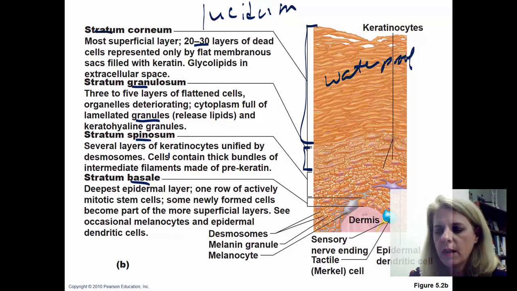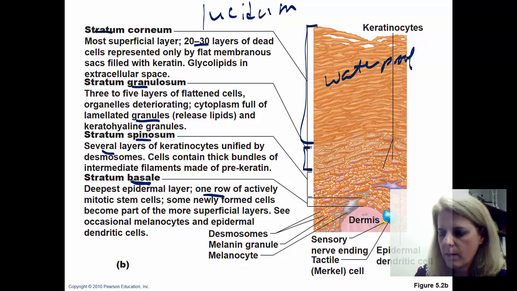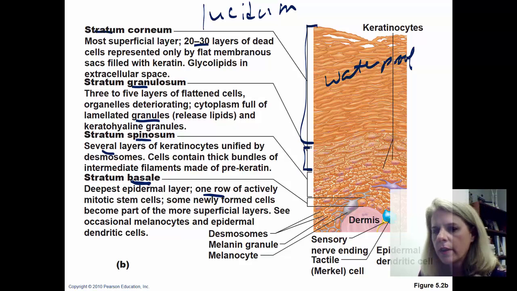You have the stratum spinosum, and it's just a few layers. And then you have your stratum basale, and it's the base layer, okay? And it's just one row of mitotically active cells. So we're going to go through each one of these and give you a little more information about them.